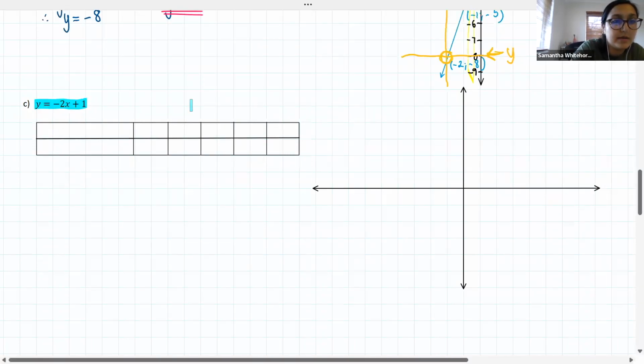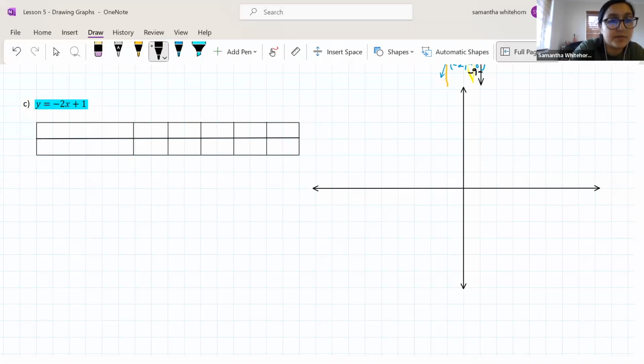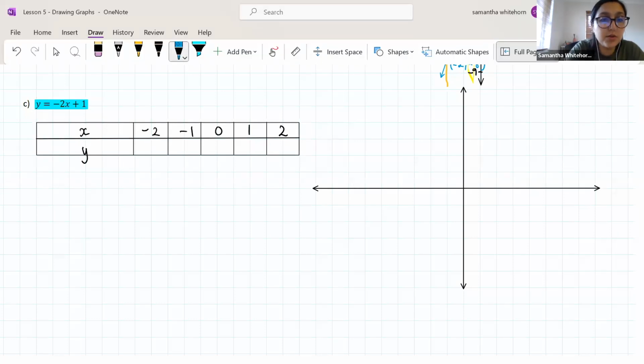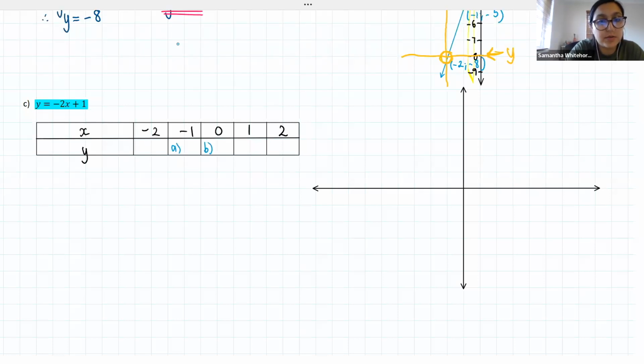Remember, we are given a rule. We use that rule to find our outputs. So our inputs, our outputs. Here are my input values. We are going to find the output values. Again, I will do the first one with you. You're going to do the next 4. So you're going to do these last 4. I'm going to do the first one with you.